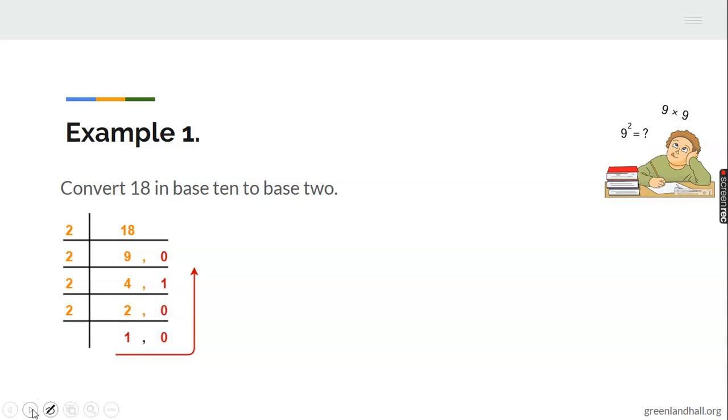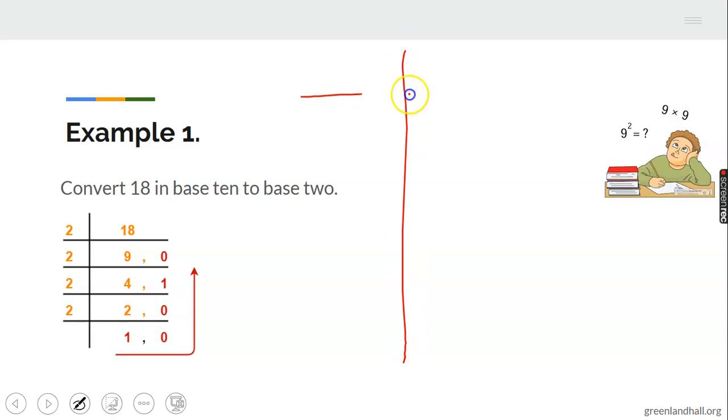It's already clear on the board, but I would like to do it also here. Base 10 number is 18. This is in base 10. So we should convert to base 2. 2 in 18, that will give me what? 9. Is there a remainder?